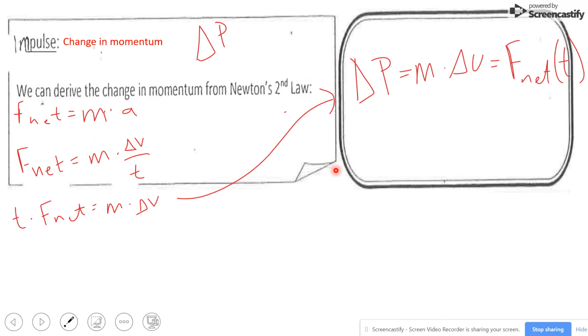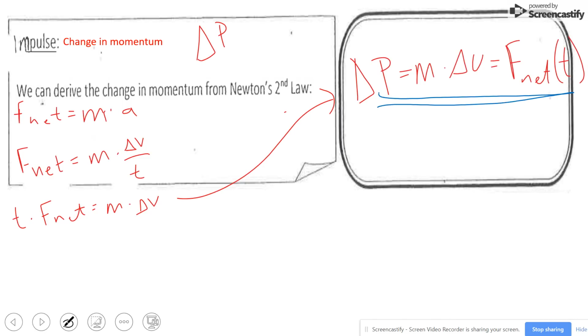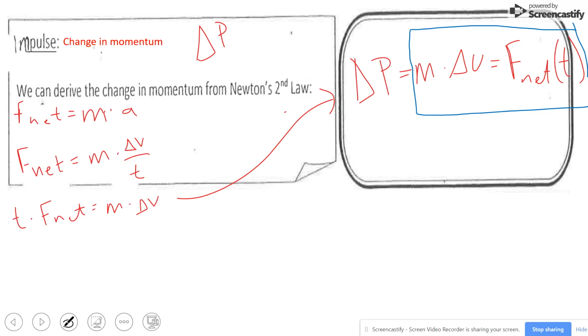A lot of these problems are going to require you guys using this. Sorry, I drew my arrow or my box over too far. Using this equation right here. So more often than not, we're going to be using m times delta V equals F net times T.